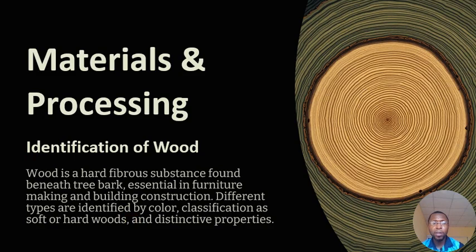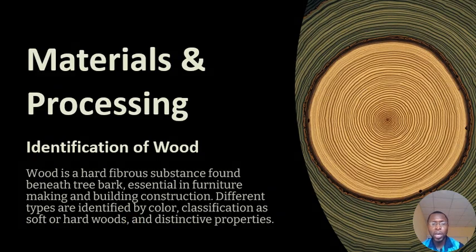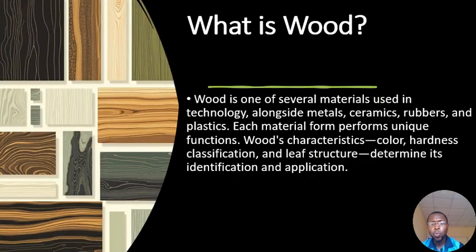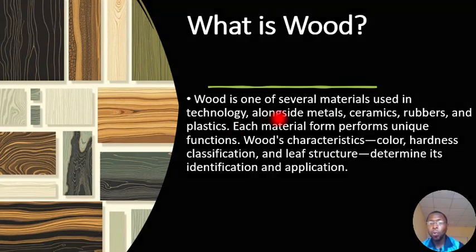Having said that, we've already known what wood is. Wood is one of the several materials used in technology, of course. It is used alongside metal, ceramics, rubbers, and plastics in technology, in doing a lot of things. Each material that we use, whether it is metal or ceramics, has its unique function. And that of wood is what we want to consider today. We consider the rest some other day: the metal, the ceramics, and the rubbers.